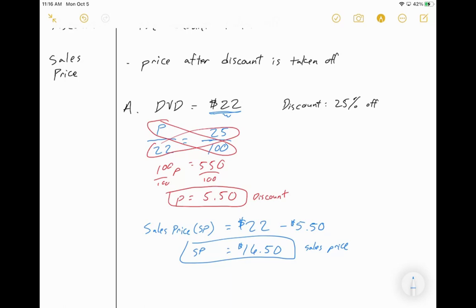Okay, so this is our sales price right here. So we found 2 things. We found our discount and we found our sales price, depending on what they ask for in the question, okay? I think on the homework, all you have to do is find sales price. You always got to do that extra step.